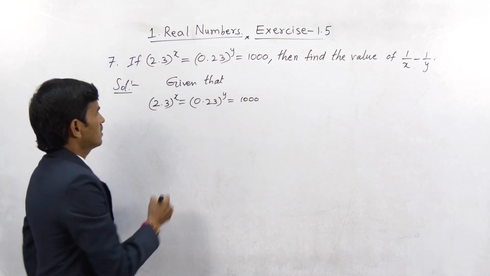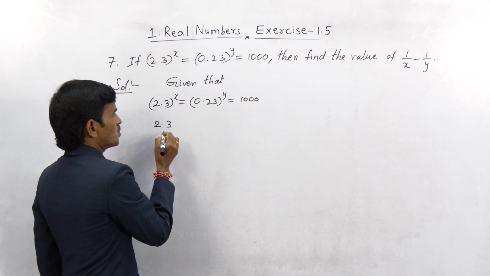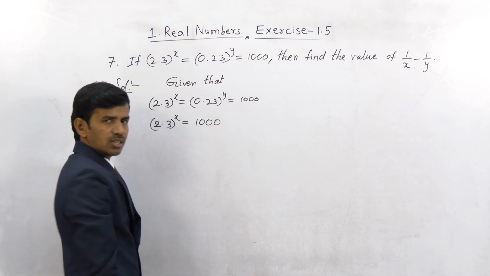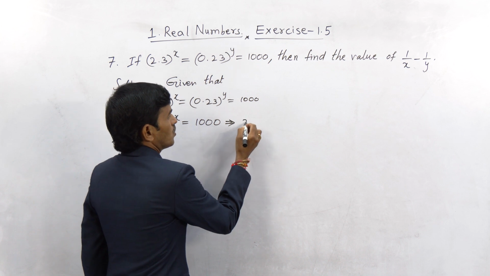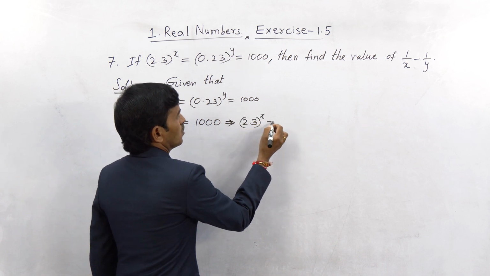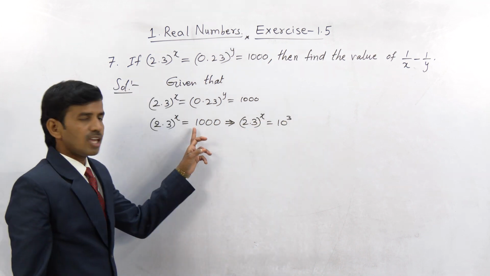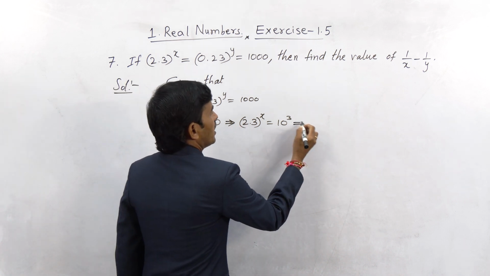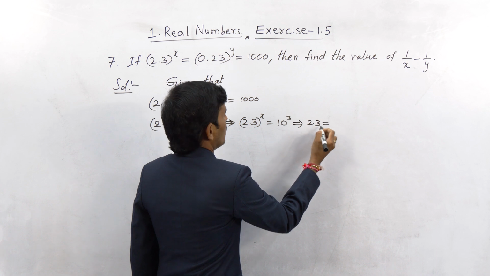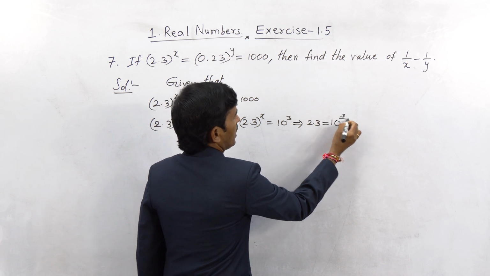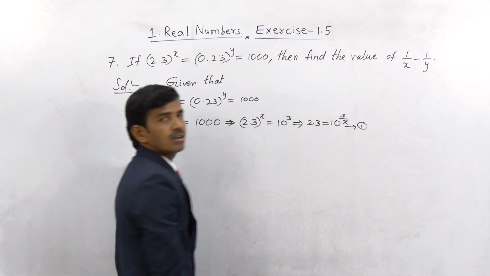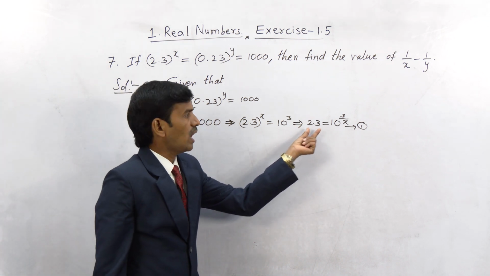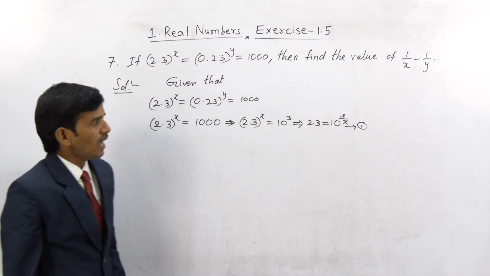In this first comparison, that is 2.3 whole power x is equal to, what can you write here? 1000. That implies 2.3 whole power x is equal to 10 power 3. 1000 can be written as 10 power 3. So here this can be written as 2.3 is equal to 10 power 3 by x. Let it be equation number 1. Just 2.3, written its value as what? 10 power 3 by x.